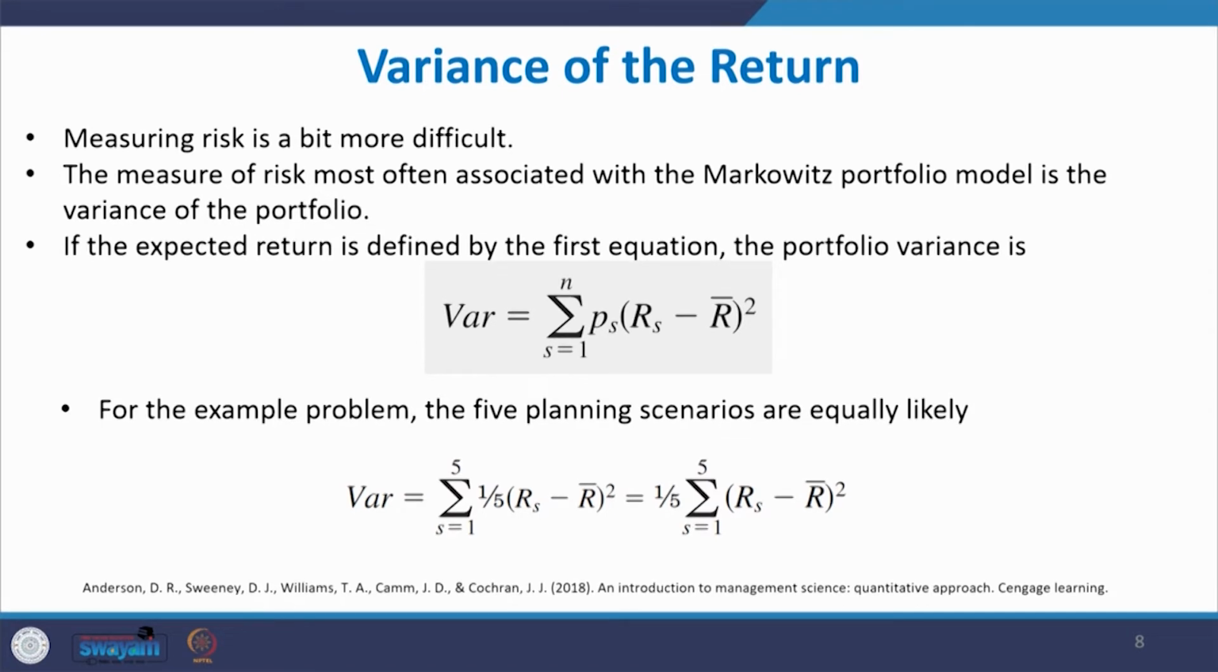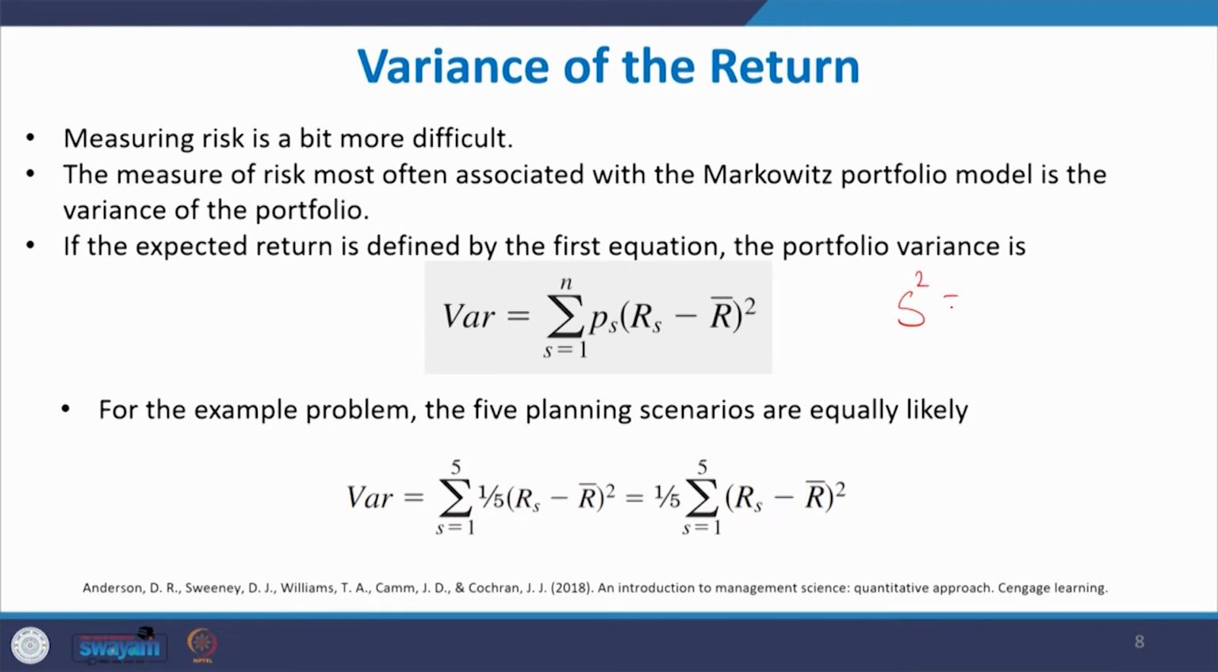So, measuring risk is more difficult. The measure of risk most often associated with the Markowitz portfolio model is the variance of the portfolio. So, we are measuring the risk by the variance of the portfolio. If the expected return is defined by the first equation, what we have discussed there, that is R bar, the portfolio variance is variance equal to sigma s equal to 1 to n P s (R s minus R bar) whole square. It is simple, our variance formula.